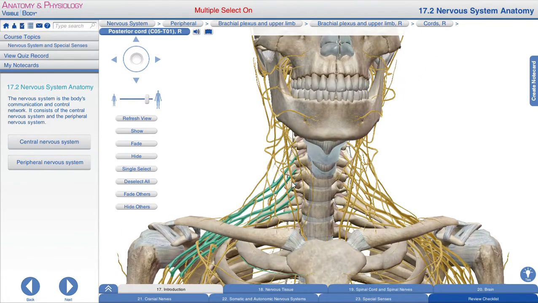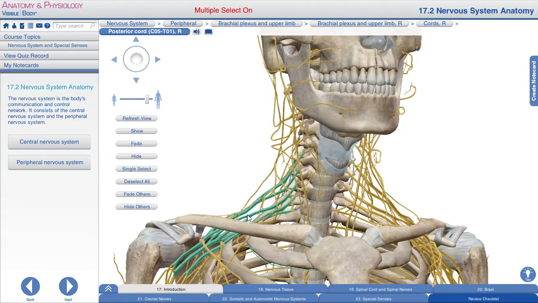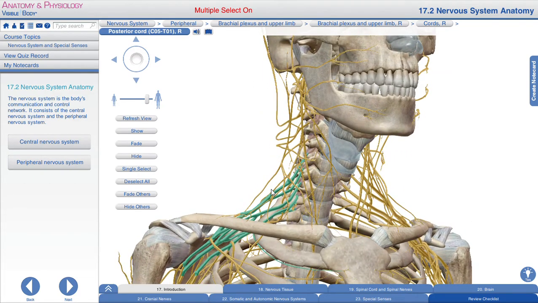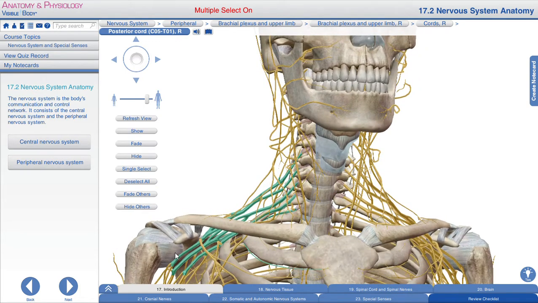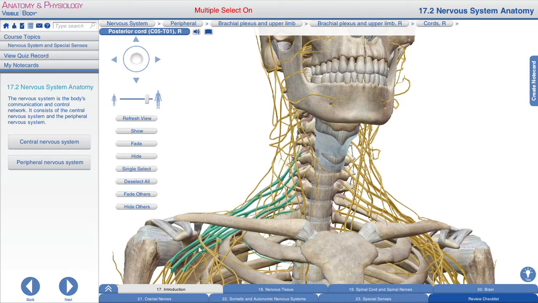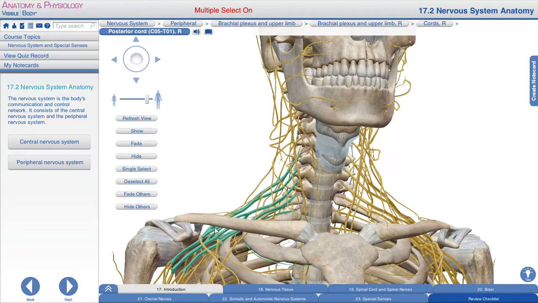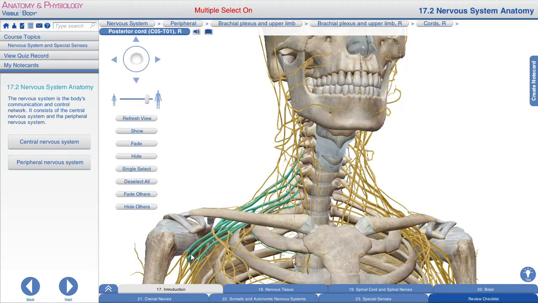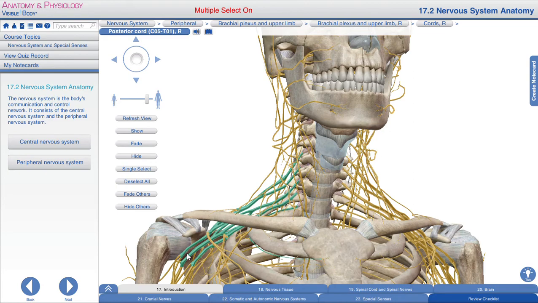First of all we have the roots, which unite together to form the trunks: C5, C6, C7, C8 and T1. C5 and C6 unite to form the superior trunk, C7 gives the middle trunk, and C8 and T1 give the inferior trunk. Then the anterior divisions of the superior and middle trunk unite to form the lateral cord, and the anterior division of the inferior trunk forms the medial cord, and the posterior divisions of all three trunks unite to form the posterior cord. Lateral cord, medial cord, posterior cord.